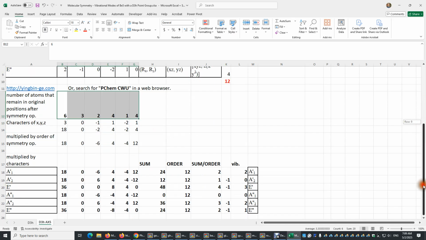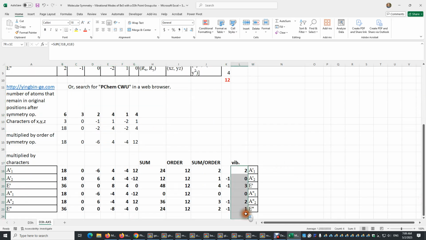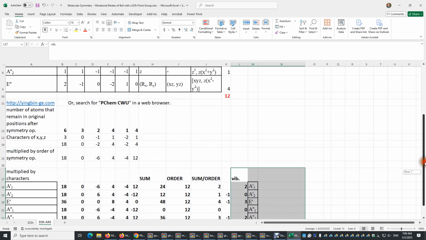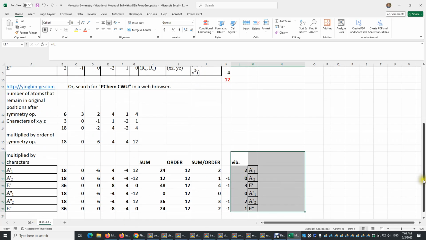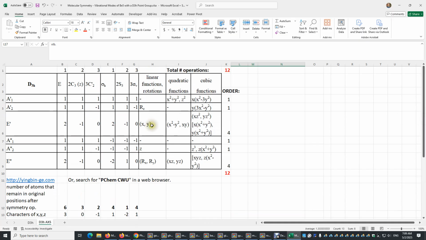And in the end you'll get the vibration modes as well. It's just this will be more than the previous D3h. And you will have one more E prime and one more A2 double prime. They correspond to XY motion and Z motion from the central atom. From the central atom you have additional characters.